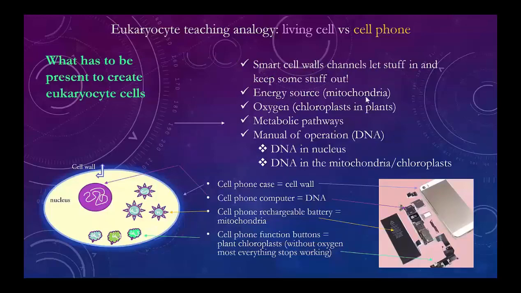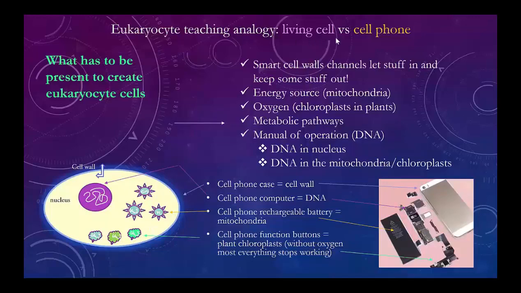It had an energy source, which was the mitochondria. It has to use oxygen, which came from the chloroplasts in the plants. It had to have metabolic pathways to run everything and to make everything. It had to have DNA. And now we have DNA encapsulated in its own little capsule in what's called the nucleus. So it's double-stranded, it's in there, and it's very complex. Then there's also mitochondrial DNA and chloroplast DNA.